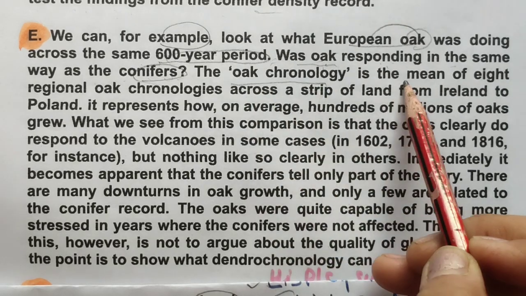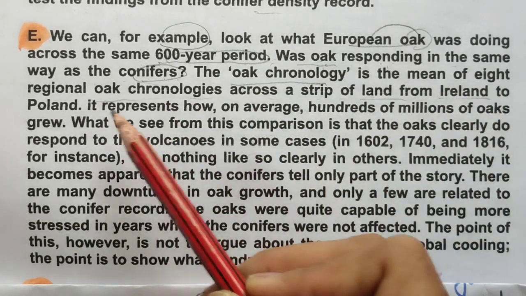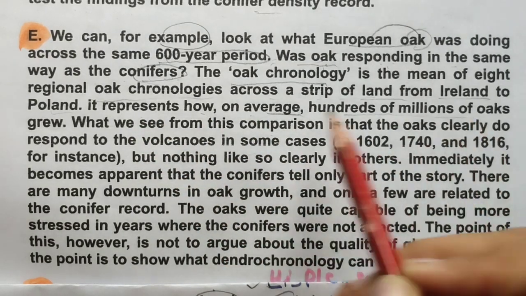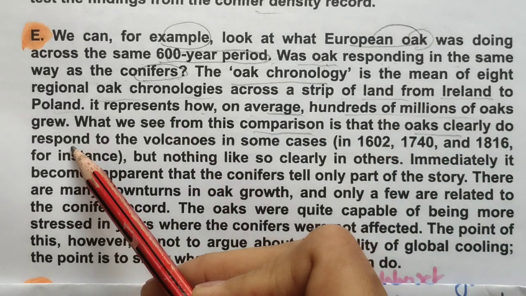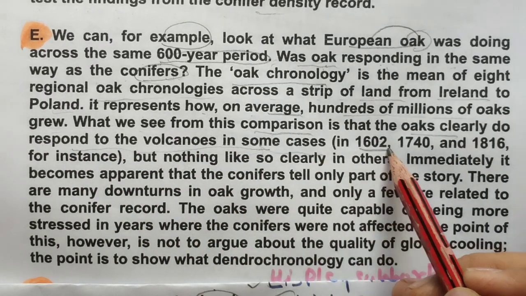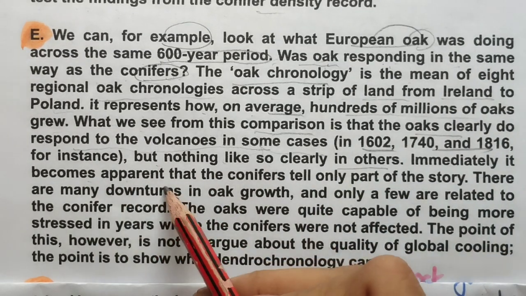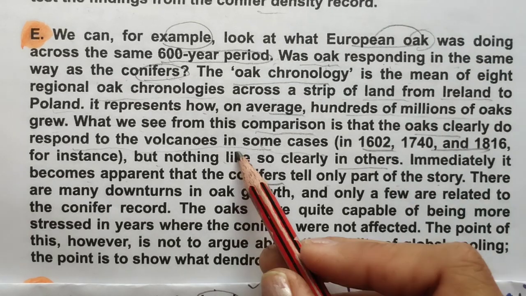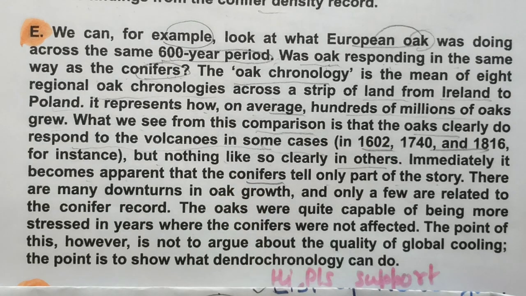The oak chronology is the mean of 8 regional oak chronologies across strips of land from Ireland to Poland. It represents how on average hundreds of millions of oaks grew. What we see from this comparison is that oaks clearly do respond to the volcanoes in some cases, but nothing like so clearly in others. Immediately it becomes apparent that conifers tell only part of the story. I think they are doing comparison with each other.